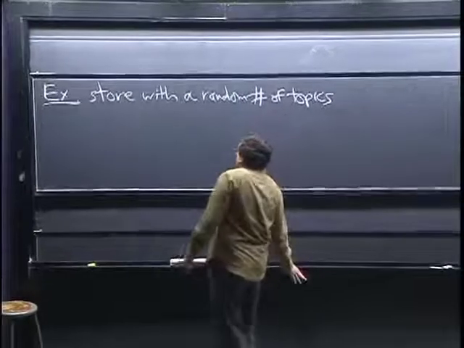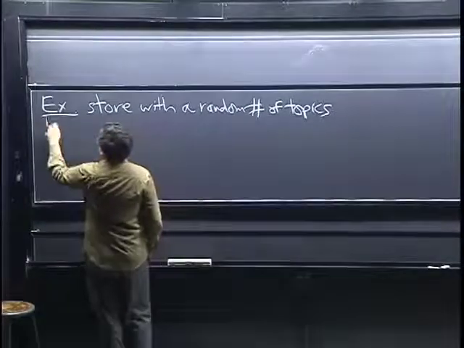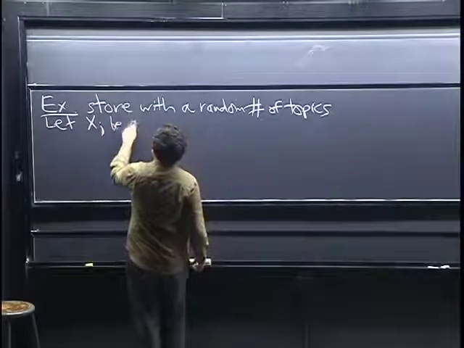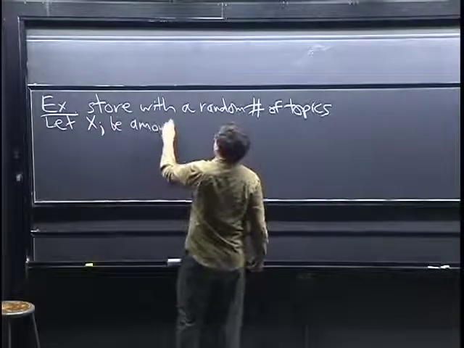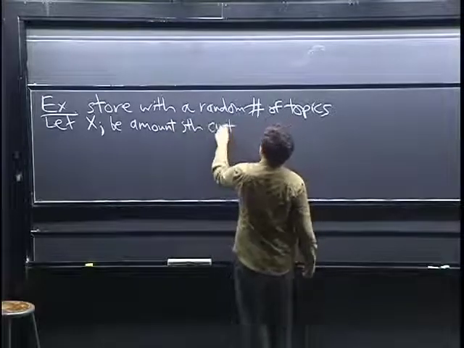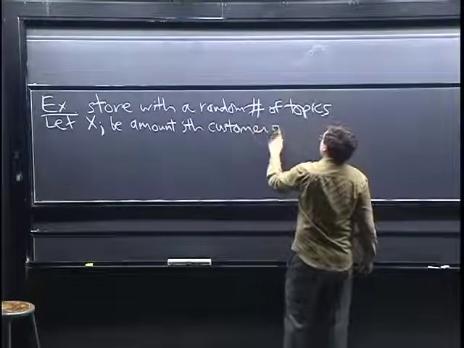So let's let xj be the amount that the jth customer spends.